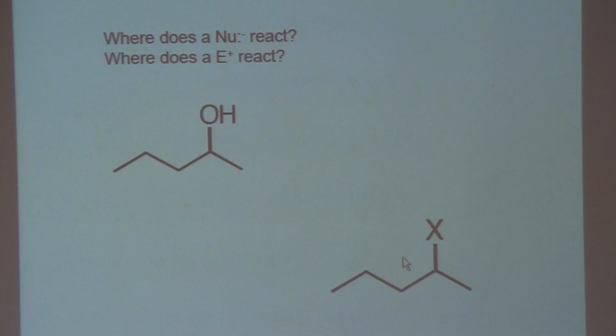So what about this one? Where does the nucleophile react here? There's an alpha carbon and a beta. Yeah, the alpha carbon or the H bonded to the beta carbons. So it's substitution or elimination. Can an electrophile react on the halide? Electrophile, where on the halide? Here? Nope.